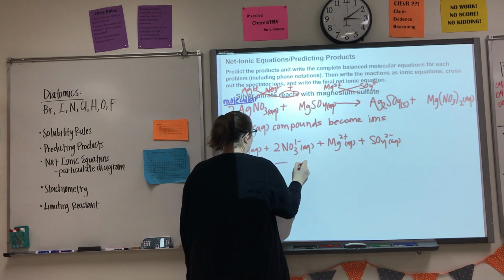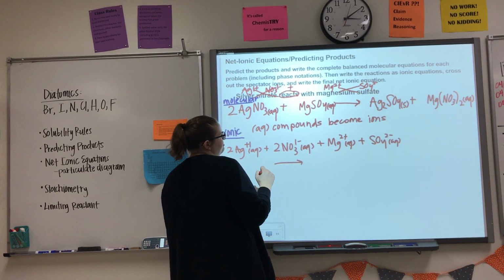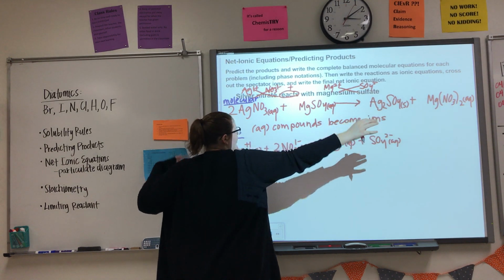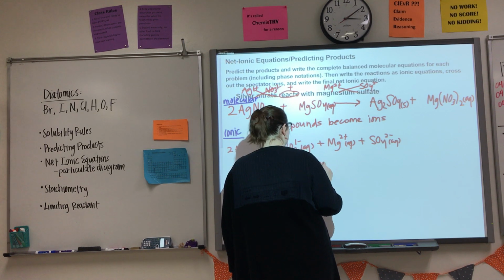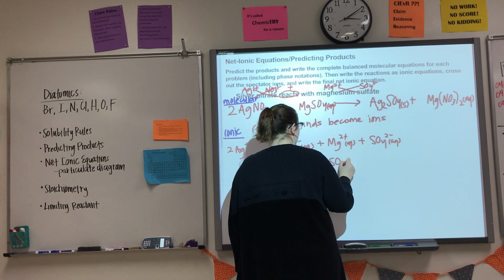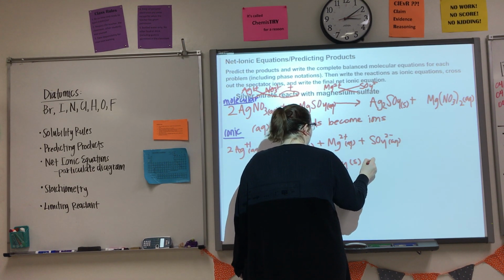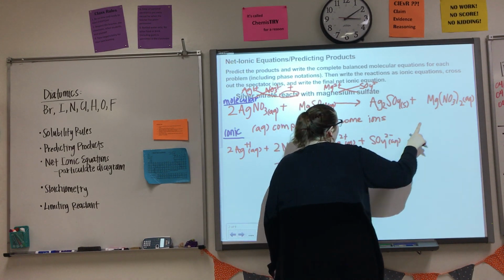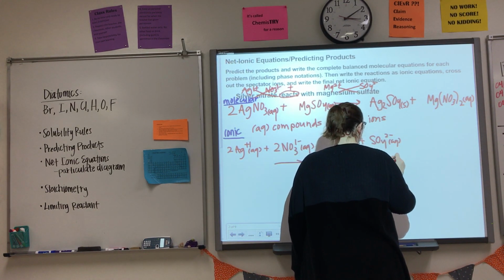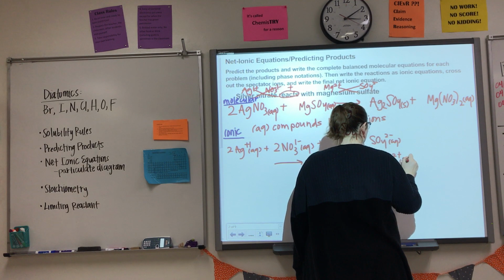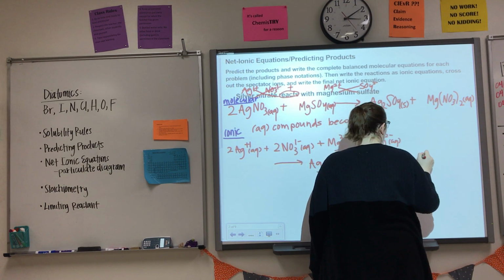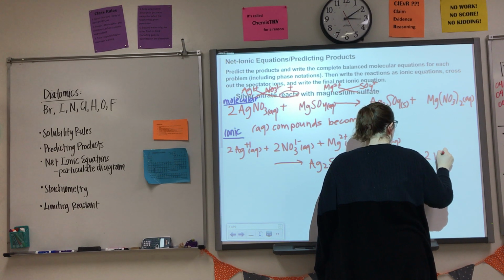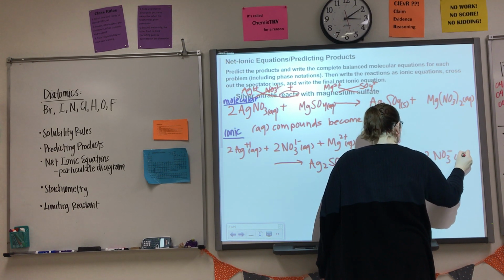I'm going to write my products on a second line, just because my smartboard doesn't go on forever. Okay, my solid, leave as is. I can't break that down. It's a solid. But I do have an aqueous compound on here. My aqueous compound, Mg 2 plus aqueous plus 2 NO3 minus aqueous.